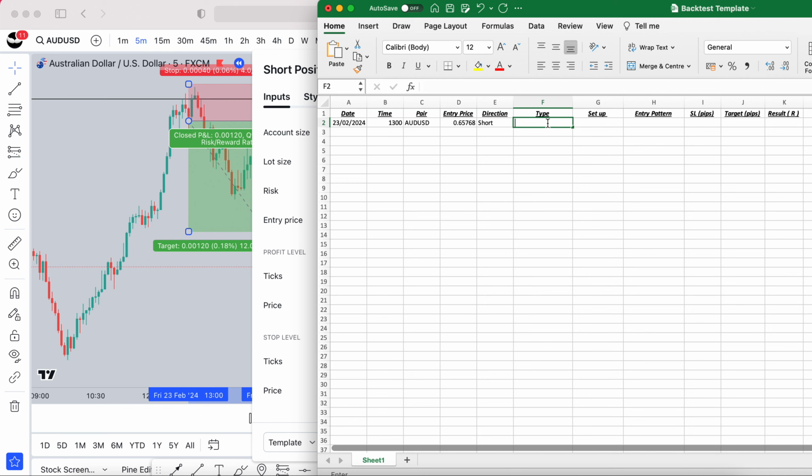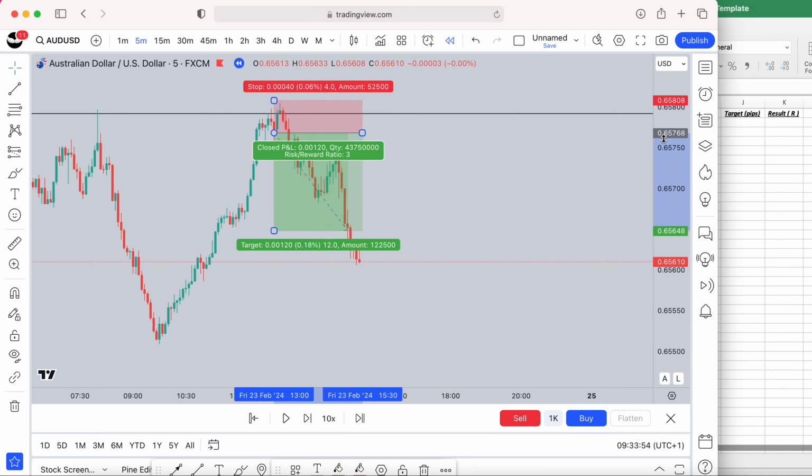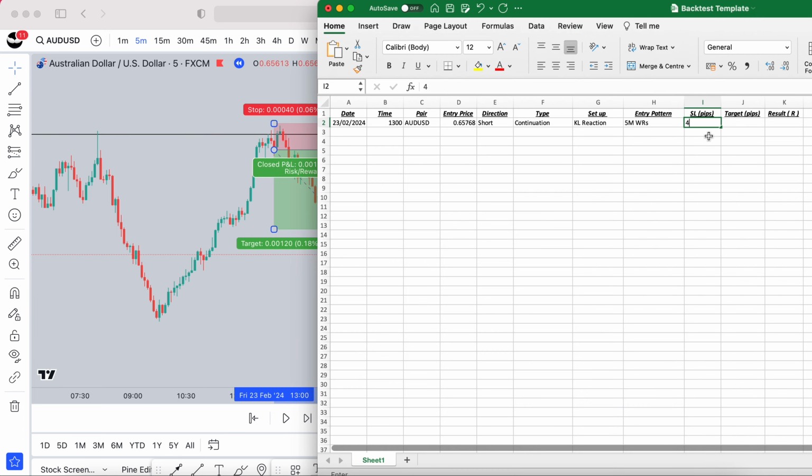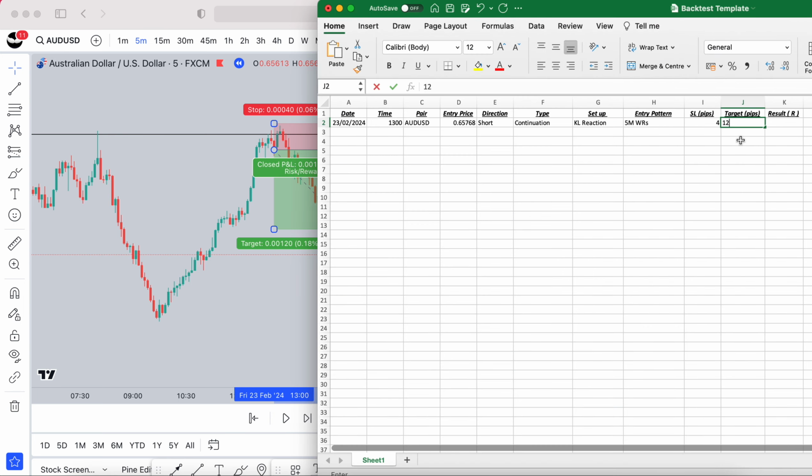This was a continuation, I guess. The setup was, let's say, a key level reaction. The entry pattern was 5-minute wick rejections. For whatever reason, the stop loss in pips we can see was, let's have a look, 4 pips. Okay, our target was 12 pips, and we got a 3-hour trade.